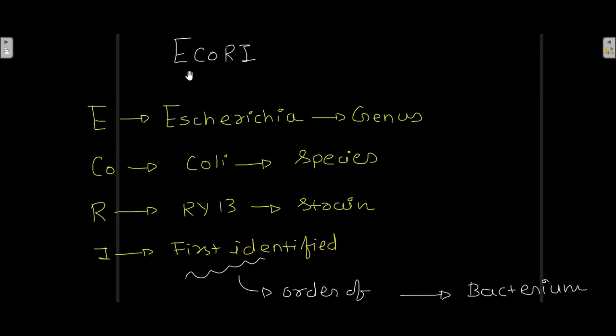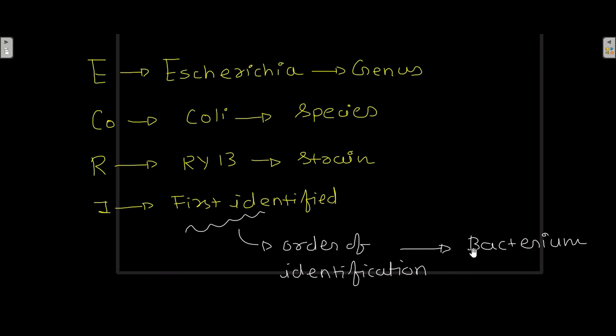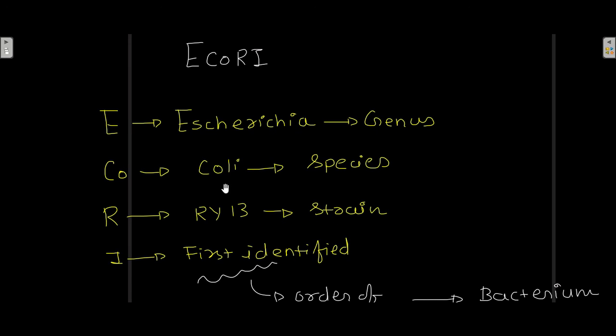So for example, EcoRI: E represents Escherichia, which is the genus of the organism from which this enzyme is isolated. Then co represents coli, which is the species of this organism. Then R represents RY13, which is the strain of this organism. And I represents first identified, that is, the order of identification. So that is how this restriction enzyme EcoRI is named.